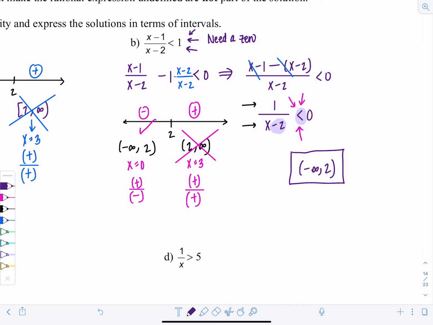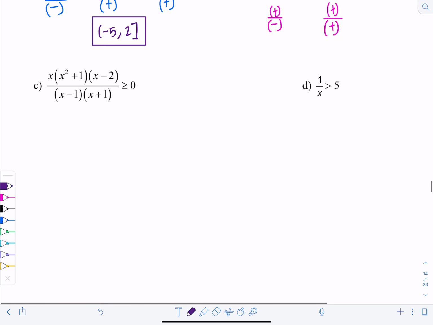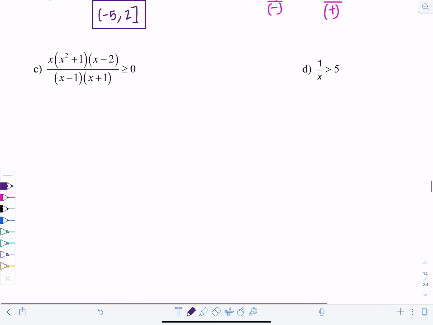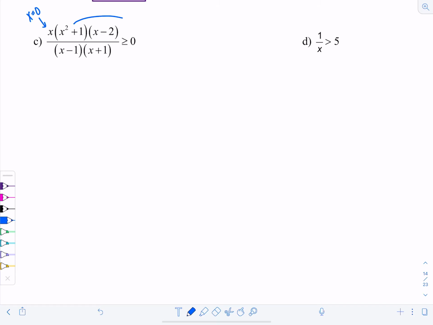Okay, nicely done. Let's take things to the next level. We've got x times x squared plus 1 times x minus 2 over x minus 1, x plus 1. So let's list the zeros. This would give me x equals 0. X squared plus 1, you don't get any real zeros from there. Look, x squared plus 1 equals 0 means x squared would have to equal negative 1, so there's no real zeros.